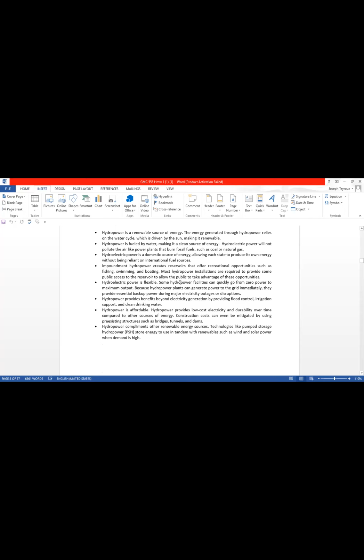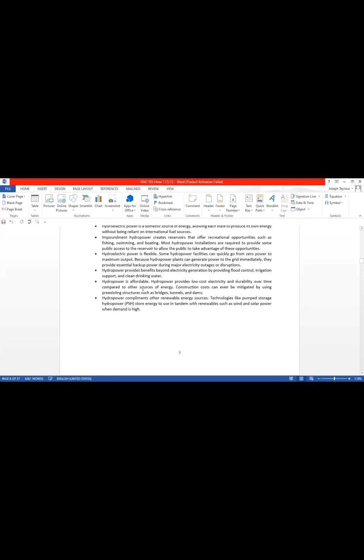It's flexible. Some hydropower facilities can quickly go from zero power to maximum output. Plus, we have several benefits beyond electricity generation, by providing flood control, irrigation support, and clean drinking water. It's affordable, it has low-cost electricity, and it's durable over time compared to other sources of energy. And the construction cost can even be mitigated by using pre-existing structures, such as bridges, tunnels, and dams.